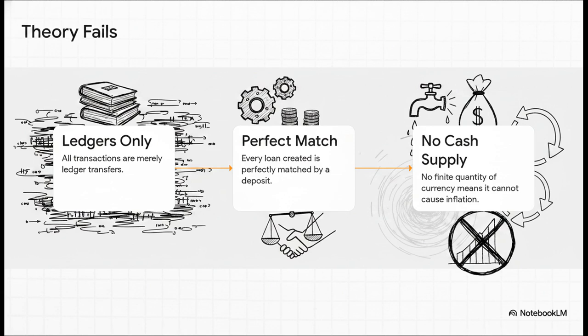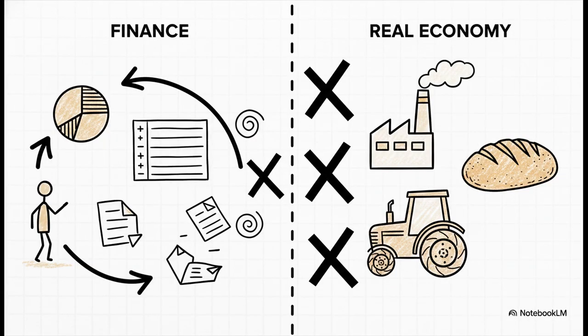Step 3, because the system is perfectly balanced internally, and there's no autonomous quantity of currency being injected from the outside, the banking system can't independently bid up asset prices and cause systemic inflation. The math is simple. If you can't measure the money, it can't chase the goods. The theory completely fails. Finally, Black takes aim at Keynes's liquidity preference theory.